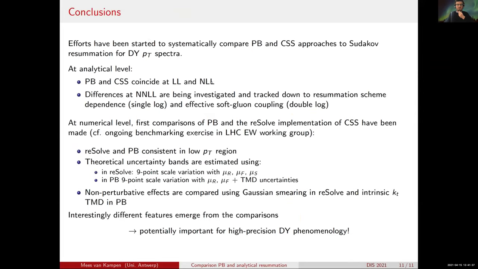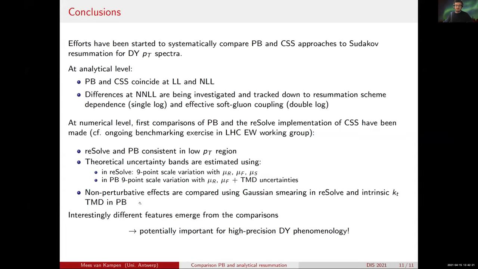So to conclude, first efforts have been made to compare the parton branching method with CSS at both analytical and numerical level. And at analytical level, we observe that PB and CSS coincide up to next to leading log, and differences arise at next to next to leading log, and they are tracked down to the resummation scheme dependence and effective soft gluon coupling. And at numerical level, we see that both approaches are consistent and describe the low PT region, and theoretical uncertainty bands are estimated using a bit different approaches.